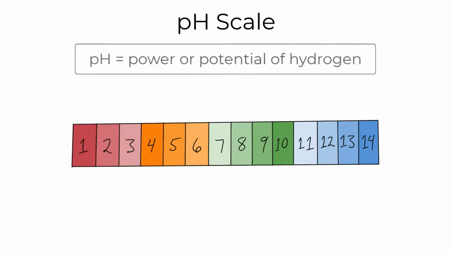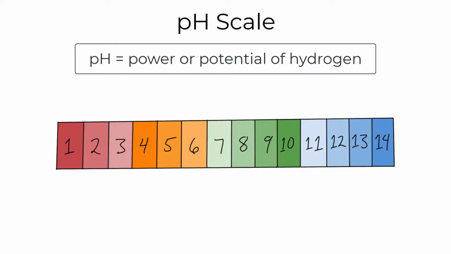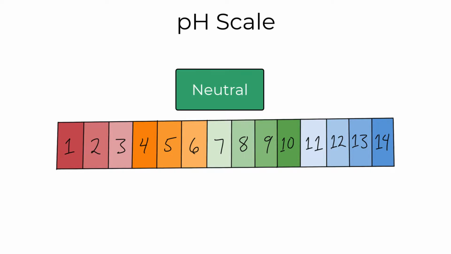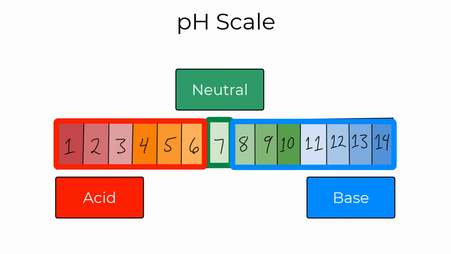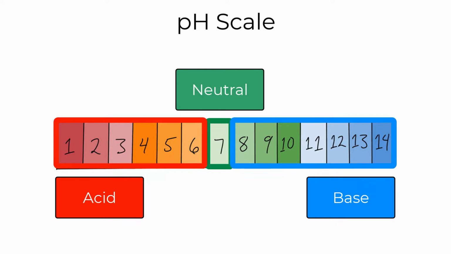The pH scale. pH equals power or potential of hydrogen and ranges from 1 to 14. A pH of 7 is considered neutral, and anything below 7 is an acid. Anything above 7 is a base. Let's take a look at some common things and their pH.